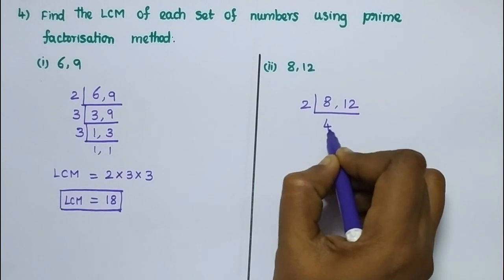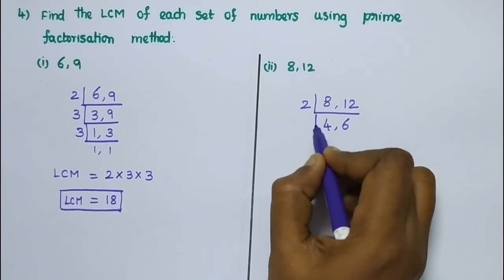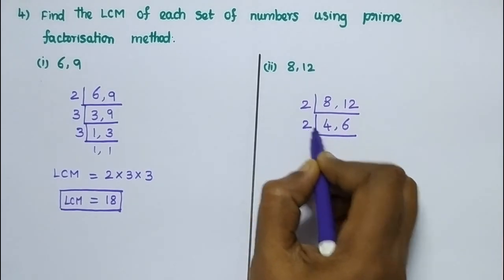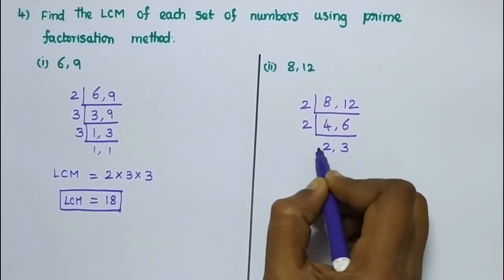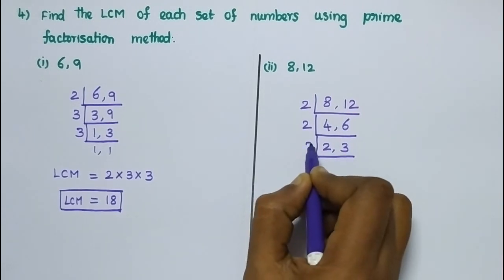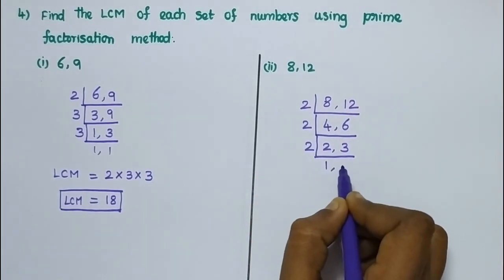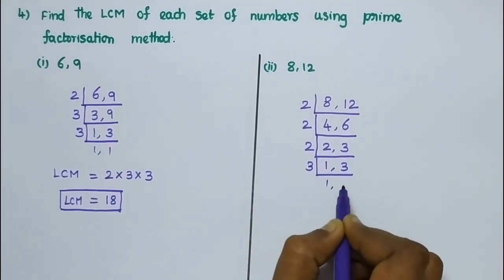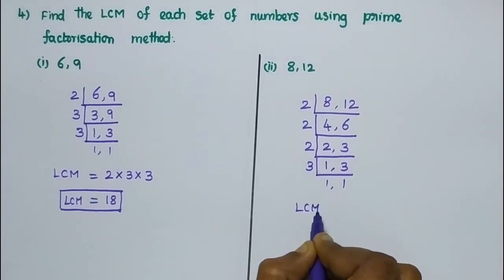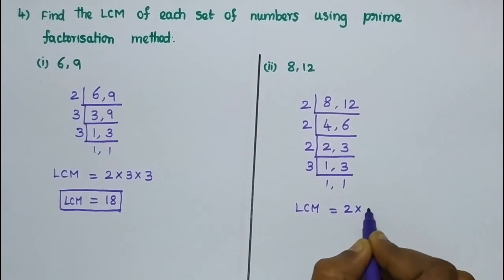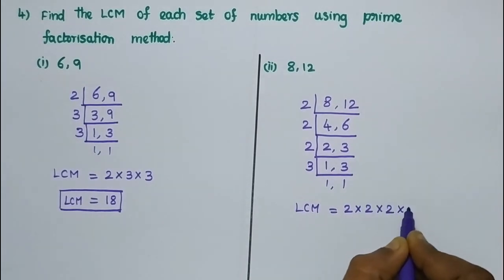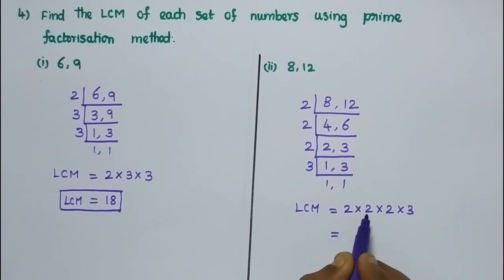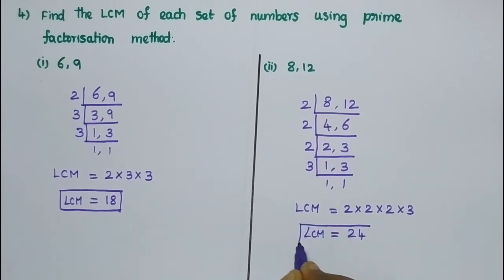How many times? 4 2s are 8, 6 2s are 12. Again both are divisible by 2. 2 2s are 4, 3 2s are 6. First divided by 2, we get 1. 3 not possible, so write down as it is. Divided by 3 means we get 1, 1. Now LCM equal to 2 into 2 into 2 into 3. 2 2s are 4, 4 2s are 8, 8 3s are 24. So LCM equal to 24.